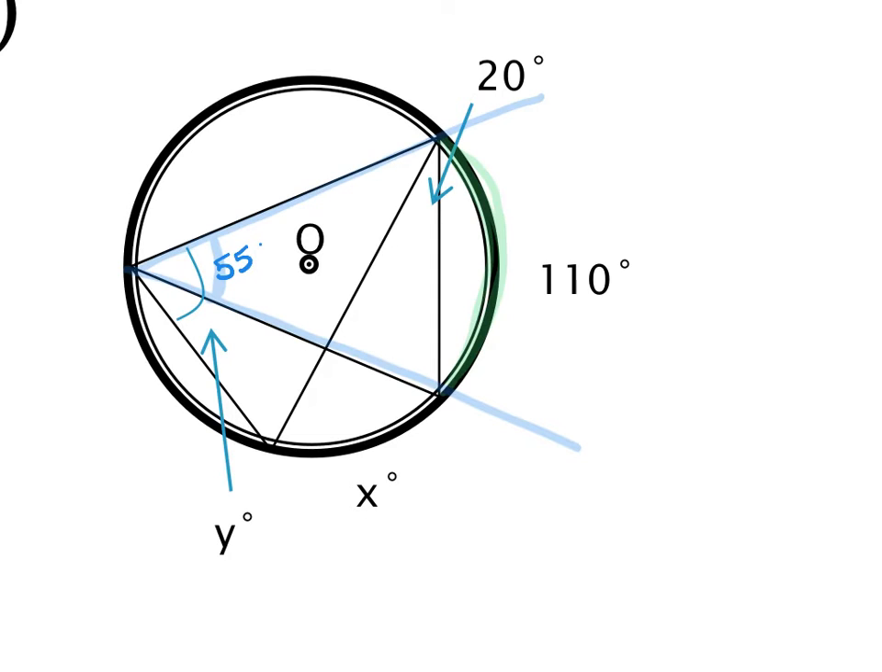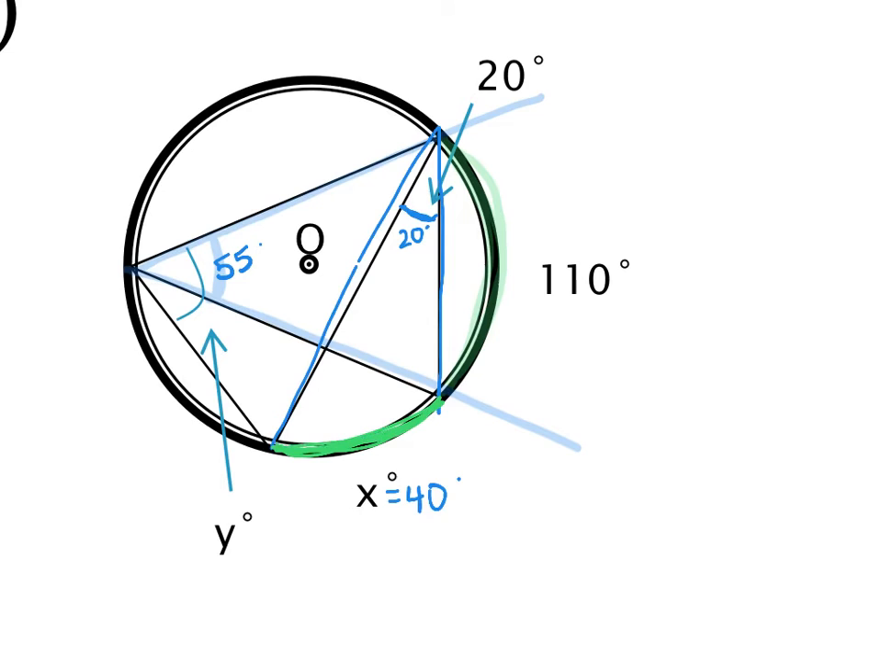What else do we know? Yep. This is 20, and that intercepts x. So x would be double that, which is 40. What else do we know? Isn't y also 55? They'd have to intercept the same arc, right? So if this is the arc, look what intercepts that arc.